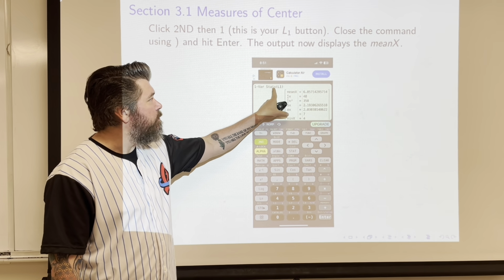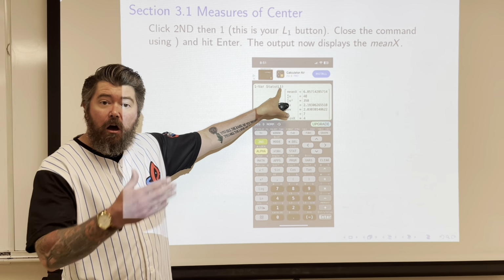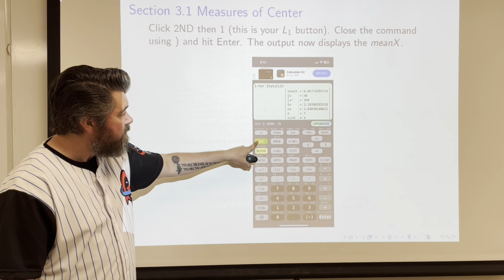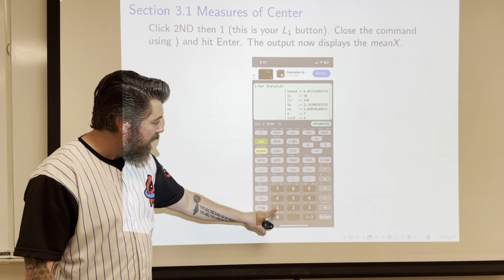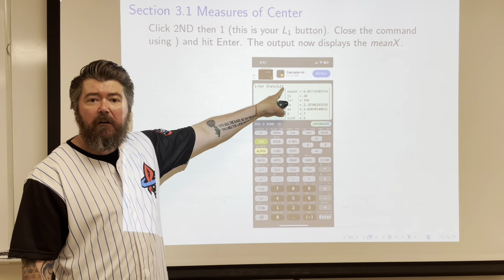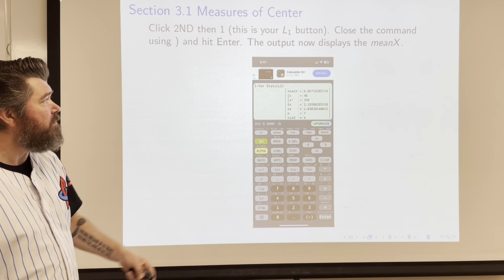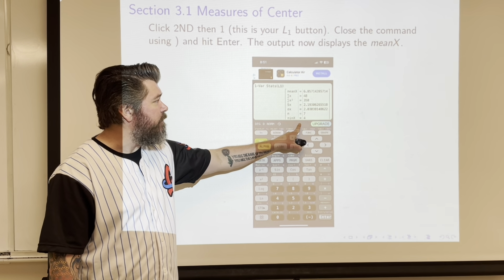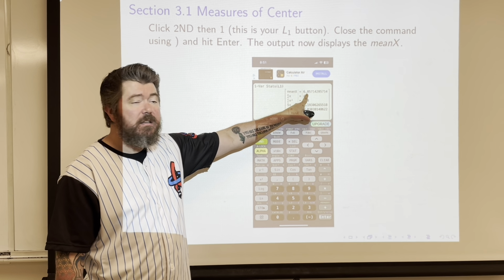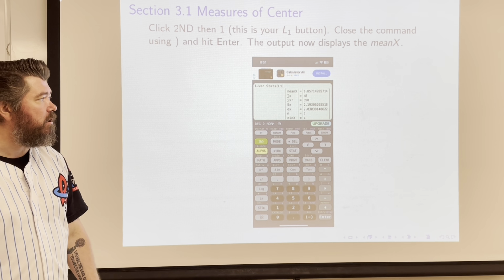Now it's going to pull up 1var stats, and we want to enter our column, our L1, into our function. This is our calculator function. So we're going to click second and the number 1. And this is our L1 feature. And we're going to close off our command by closing off our parentheses. It will display all of these values, and we have the very first value, mean x, is 6.9. This is our x bar that we calculated originally.